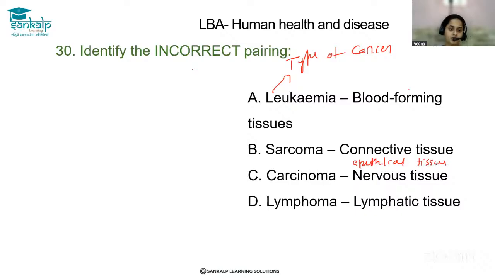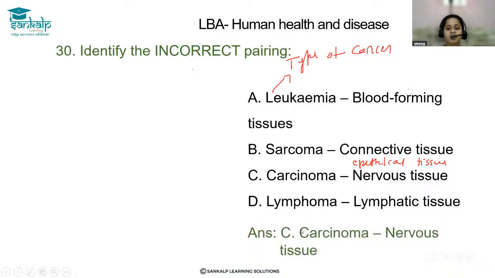Epithelial tissues. Okay, so here is the incorrect pairing. All these three pairs are correctly matching, and here carcinoma is not actually a pair of nervous tissue. The correct match is the epithelial tissue. So the correct answer is option C, that is carcinoma, nervous tissue.